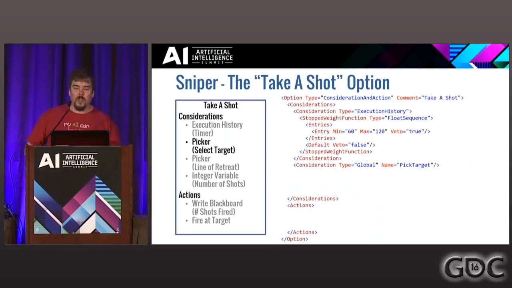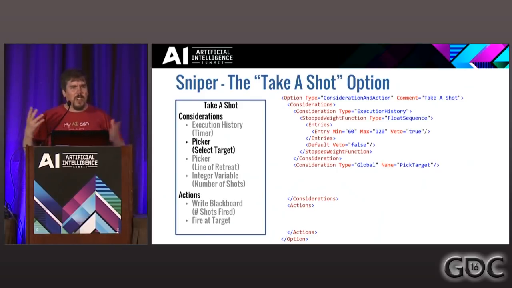The next consideration we're going to have is going to be a picker consideration. This one is defined globally, partly because there's not space on the slide, but also because this is picking a target, and we likely would have other behaviors that would also want to pick a target to shoot at in different situations.